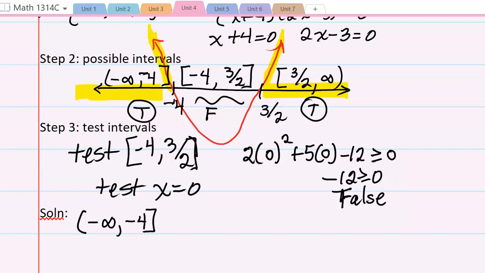Finally, let's state the solution as the interval of negative infinity to negative 4 inclusive, union 3/2 inclusive to positive infinity. And this concludes this video.